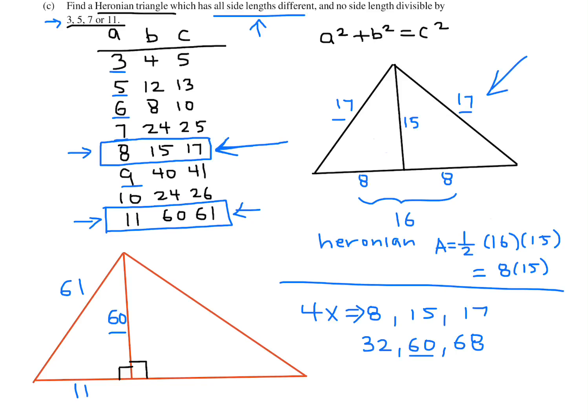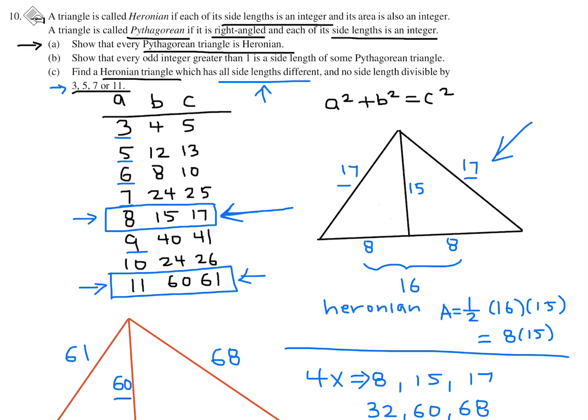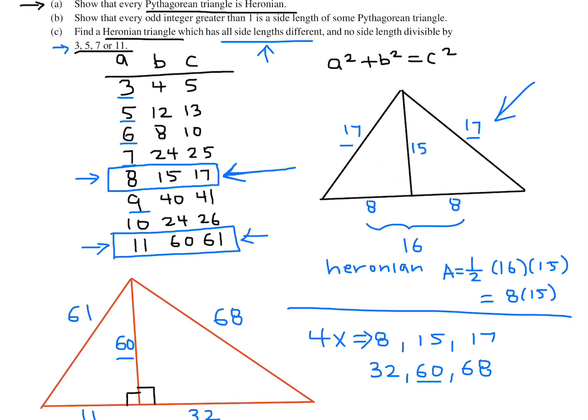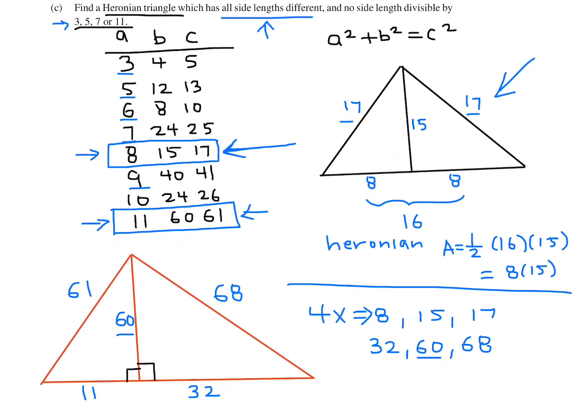where do you want to put the 32? Where do you want to put the 68? You have to put the 32 here and the 68 there. Now let's see, does this fit all the criteria of a Heronian triangle? Let's look at it. First of all, side lengths are all integers? Yes, indeed. Then area is also an integer?